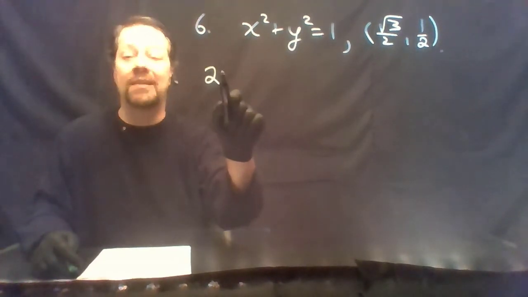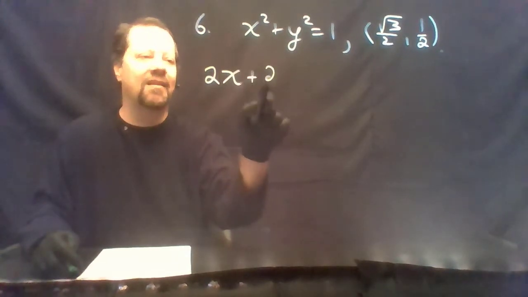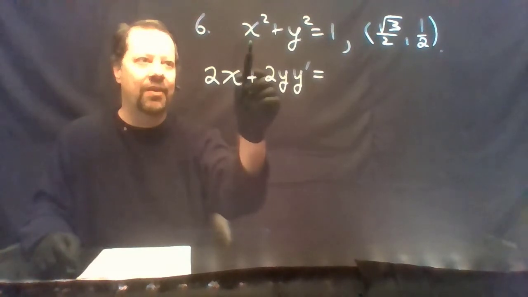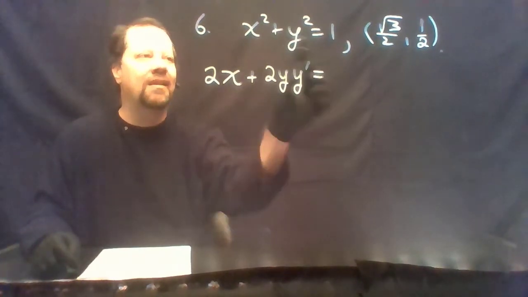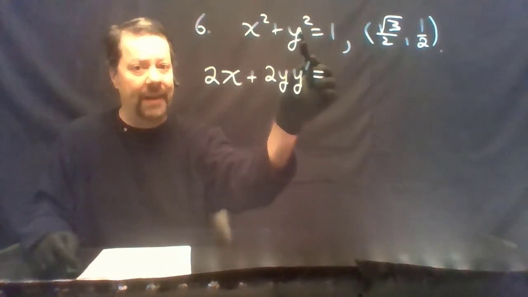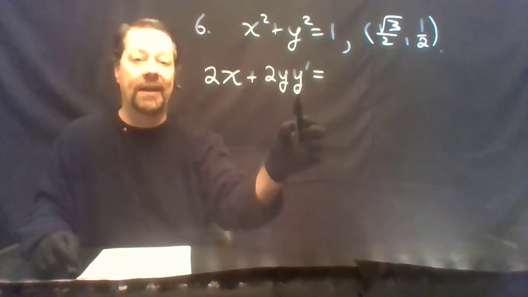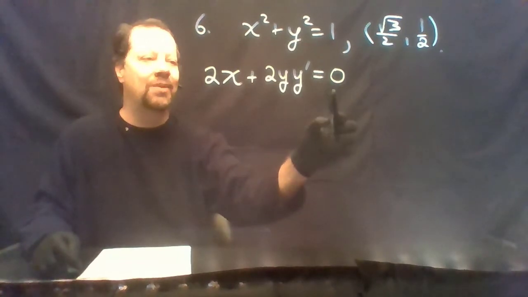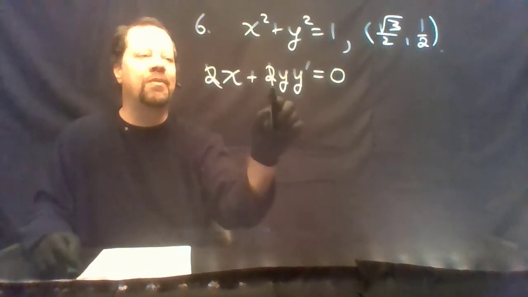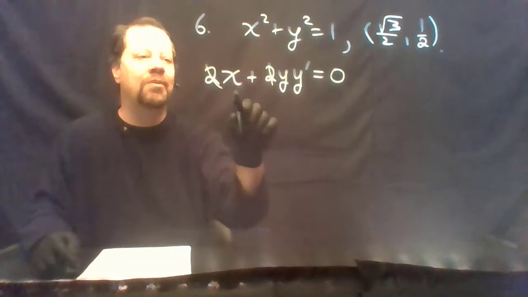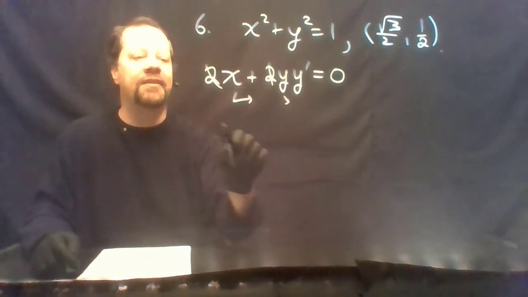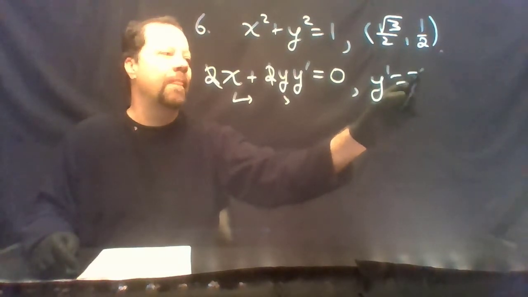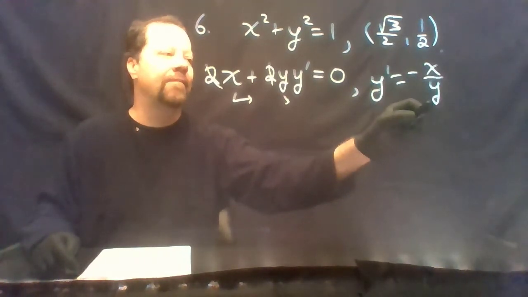Taking the derivative implicitly, we get the derivative of x squared is 2x, and the derivative of y squared with respect to x is 2y dy dx. And that, of course, equals the derivative of 1, which is 0. If we multiply through by 1/2, we can cancel the 2's. We'll move the x over and then divide the y off. We'll have y prime is minus x divided by y.